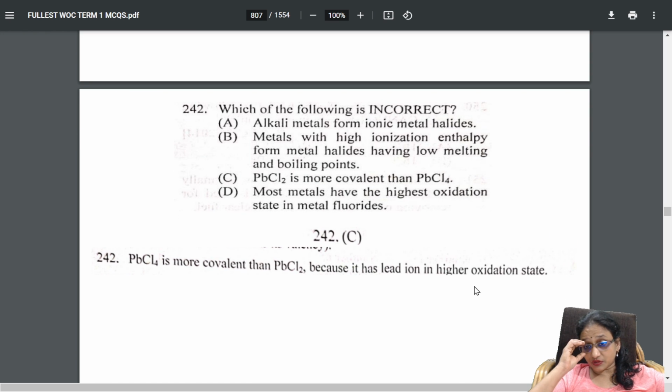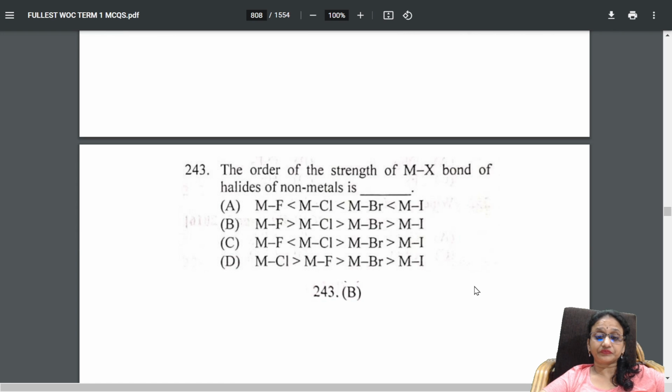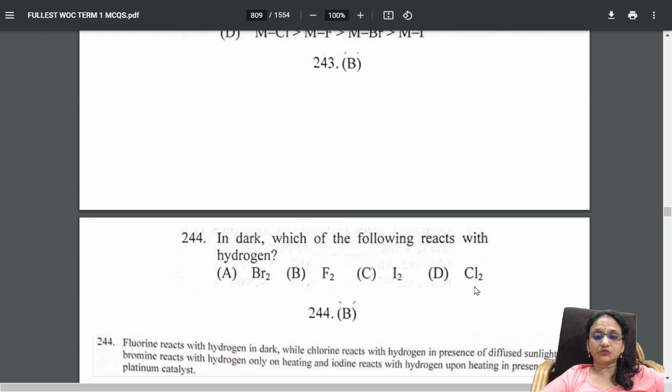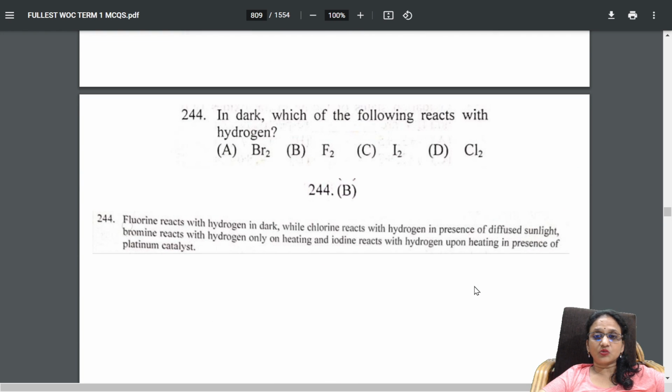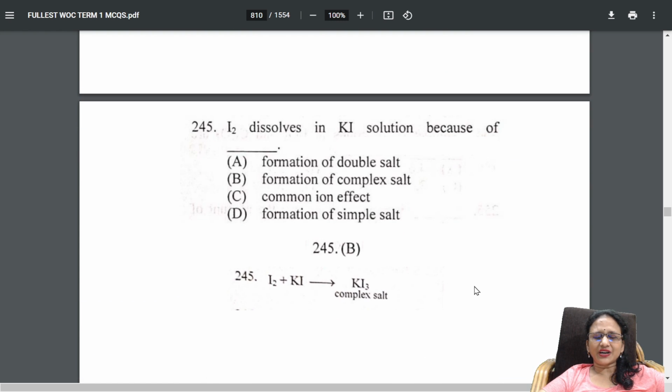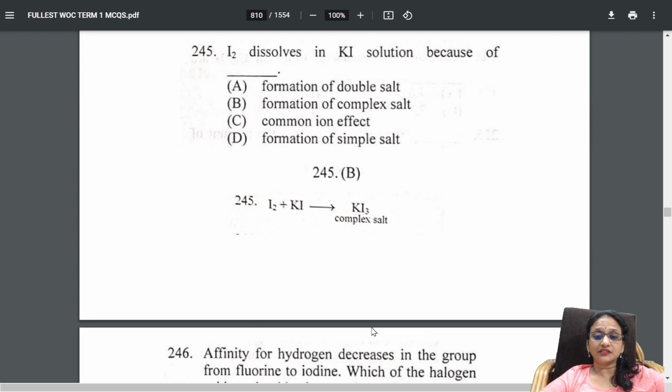Incorrect statement, they're going to ask you compulsory. The order of strength of MX bond. Okay, this is one more. In dark, which of the following reacts with hydrogen? Reason also is given below. Reaction of iodine with potassium iodide gives a complex salt KI3.